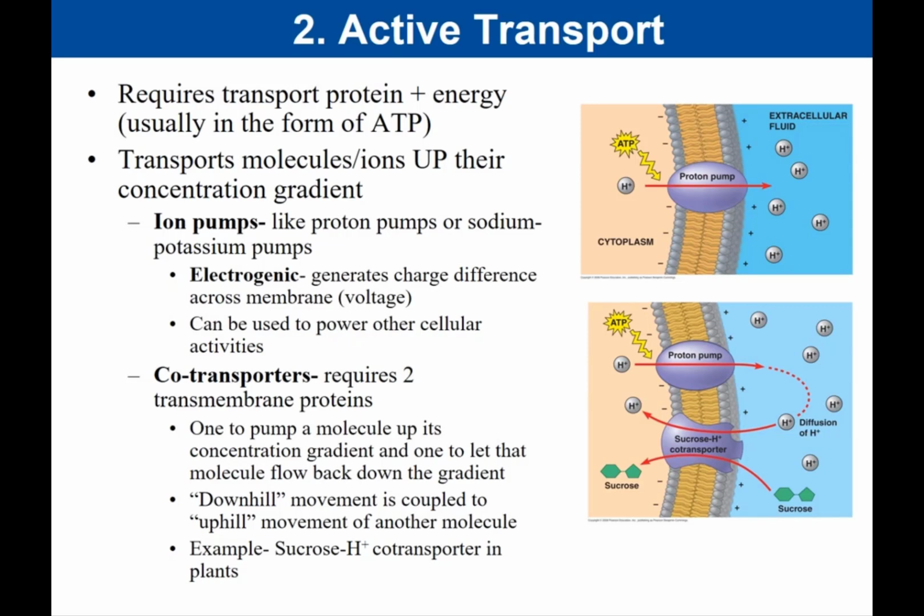Things will not spontaneously go from a low concentration to a high concentration. And so that requires energy, which is why we call it active transport. You actively have to do something to move these molecules or ions up the gradient. Some examples of this: ion pumps. For example, here you're seeing a proton pump.